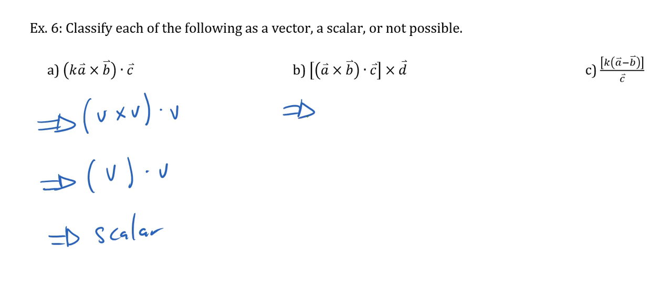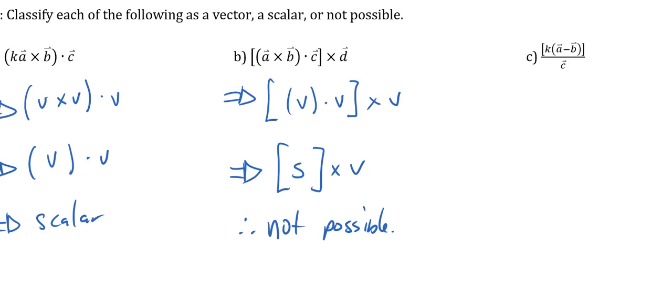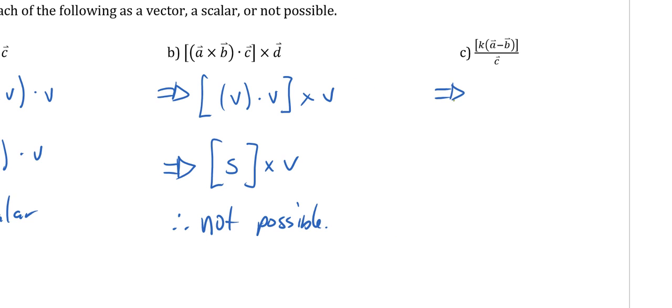Next one. A cross B, vector, dot vector cross vector. Vector dot vector results in a scalar. So what's wrong here? Go ahead, Jason. Yeah, therefore not possible. There were questions like this in the homework before, I know. And then the last one, I'm going to let you give it a try for a minute, see if you can think through it.